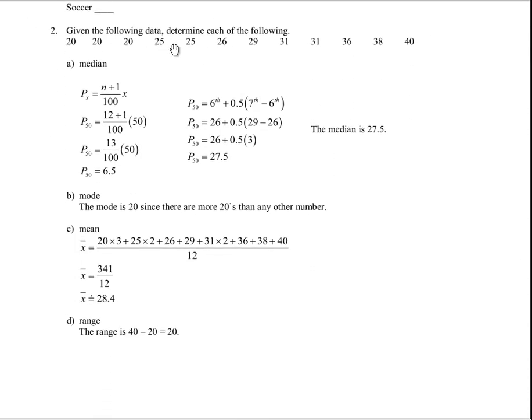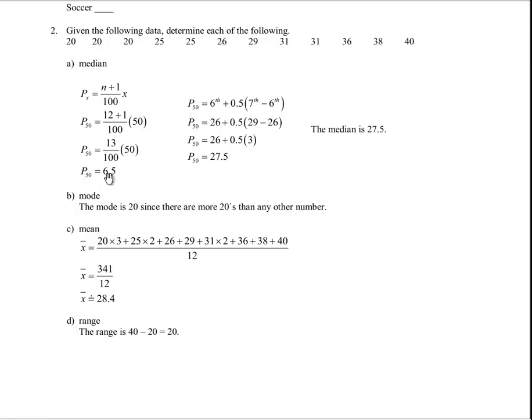Question number 2, you're given the following data and you're asked to determine the median, the mode, the mean, the range. For the first one here, there are 1, 2, 3, 4, 5, 6, 7, 8, 9, 10, 11, 12 numbers, so that means in this formula n is 12. For the median, x would be 50, because the median is the same as the 50th percentile. So putting 12 in place of n and 50 in place of x, 12 plus 1 is 13, and 13 times 50 divided by 100 is 6.5.